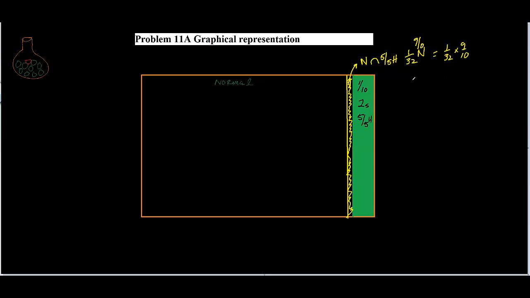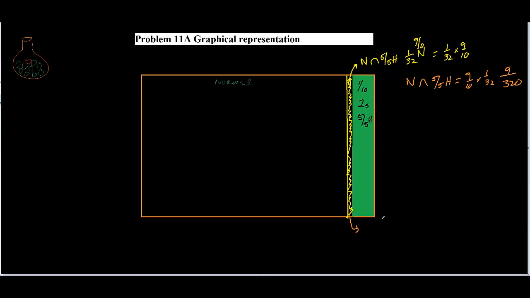So the way to write this would be the probability of getting the normal coin and 5 out of 5 heads will equal 9/10 times 1/32. And we calculated that out as 9 over 320. This is what we did in the last area.